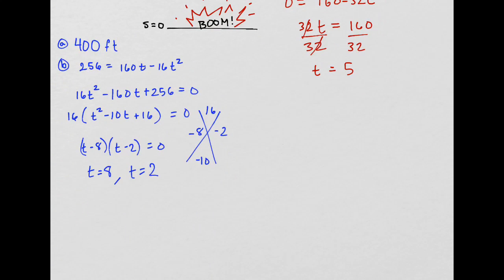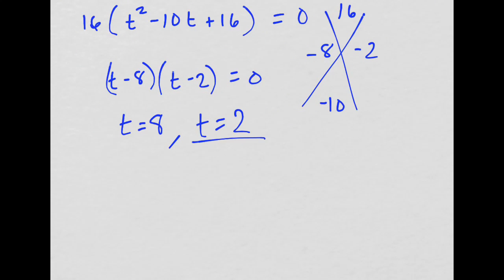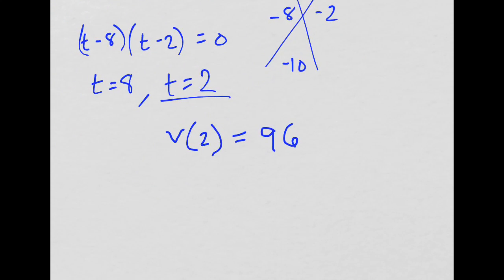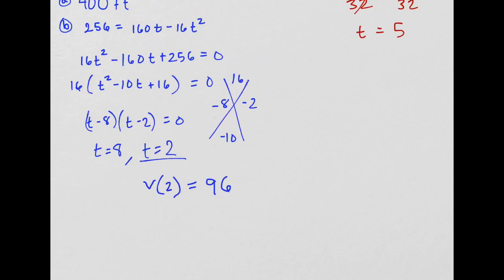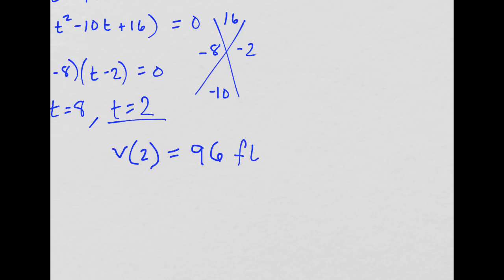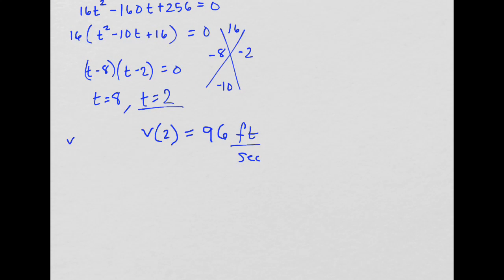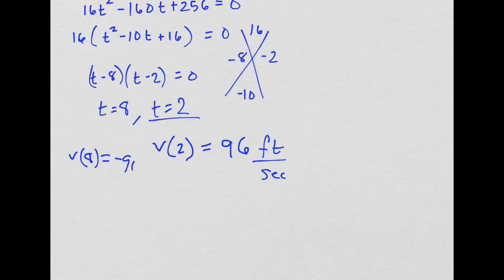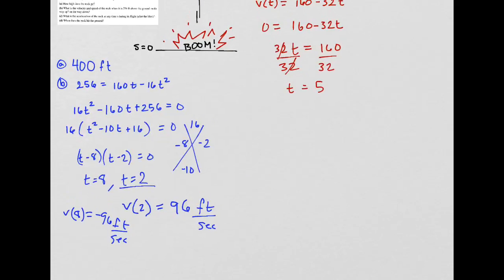So when I plug in t equals 2, what happens? I'm just plugging it in there, and it gets 96. And the units would be, well, this was in feet, so this would be feet per second, because t is in seconds. And then v of 8, so these are the velocities. If I plug that in, I would get negative 96 feet per second. So that makes sense. So those are the velocities.